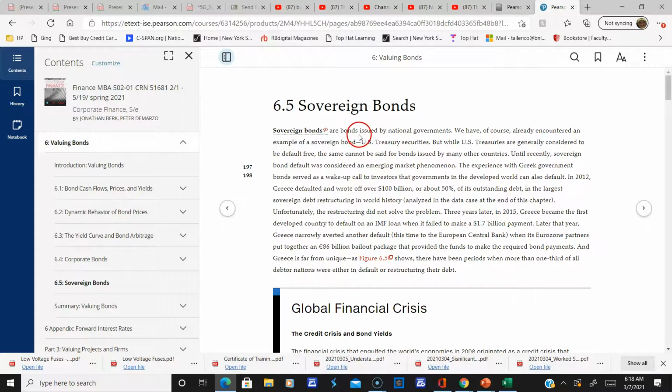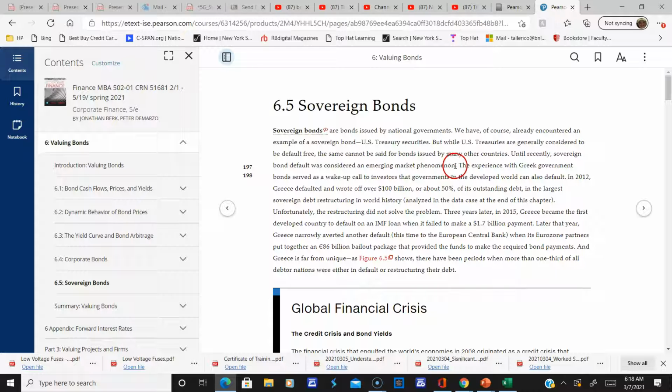All right, so sovereign bonds are bonds issued by national governments, and they're called sovereign bonds. Basically it's another name for government bonds, which, as it says here, are U.S. Treasury securities. Some countries are not always default free. Some countries do have risk.